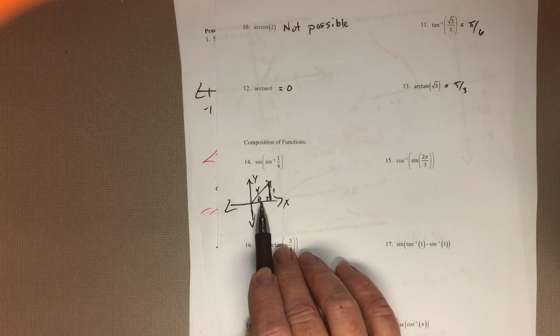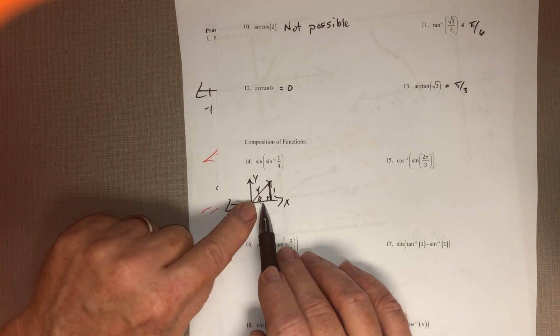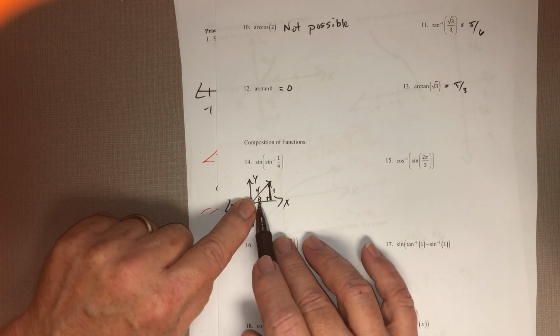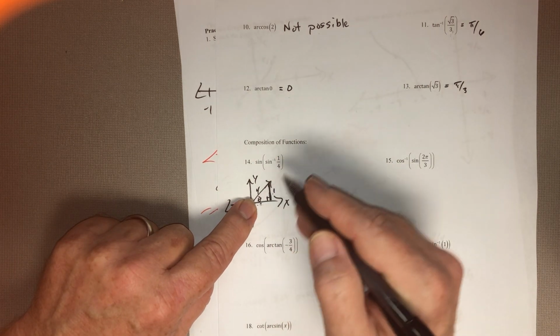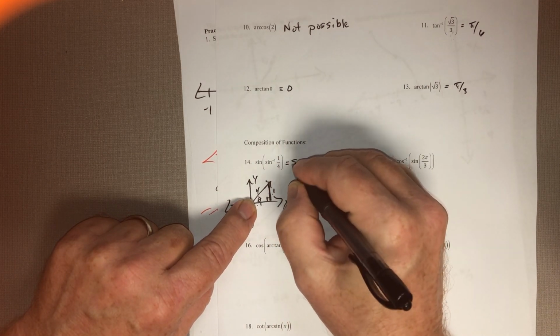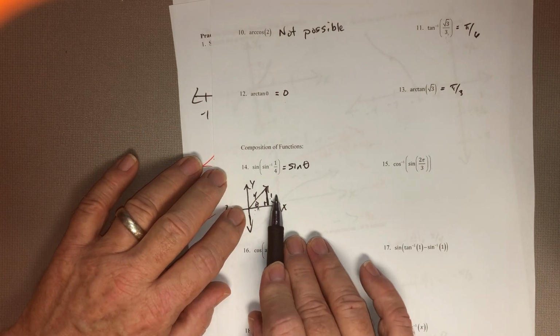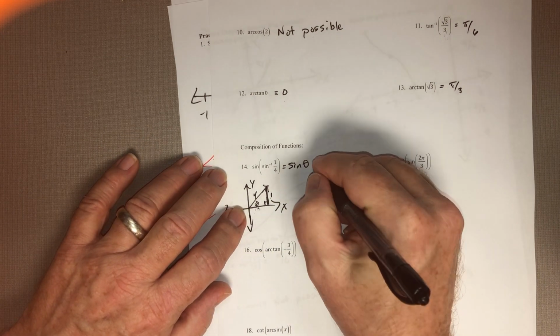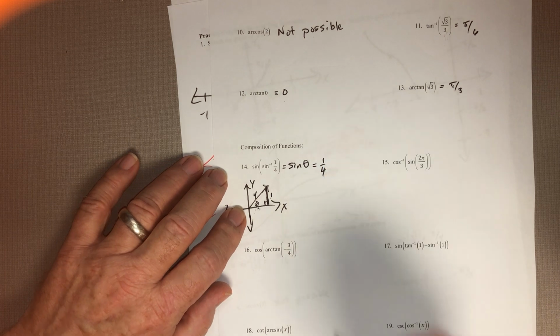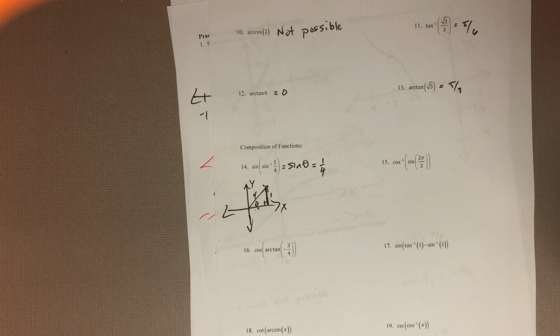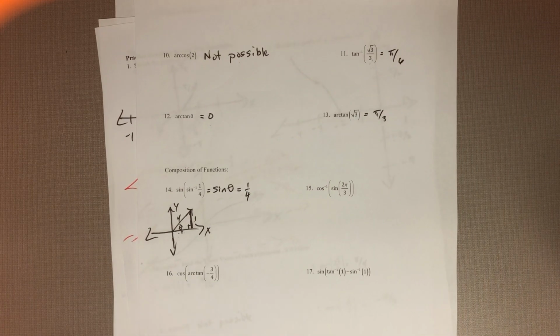So what I want to do now is to say, okay, I've got theta, it's this angle. I don't know the measure, but I've got it, it's down here. So now I want the sine of that theta. Well, the sine is the opposite leg divided by the hypotenuse, which is going to be 1/4. All right, let's go to number 15.